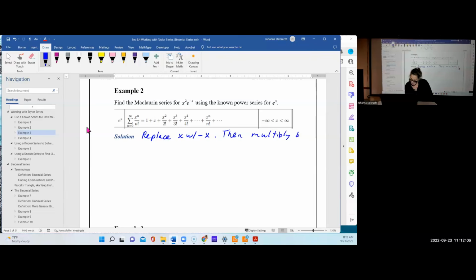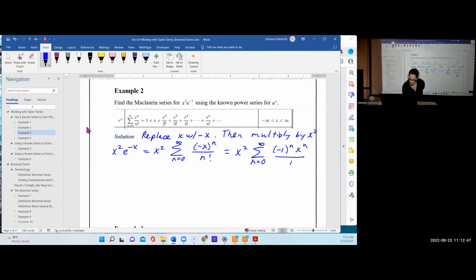So I'm writing out in words what my plan of attack is, all right? So the first thing I'm going to do is I'm going to say x squared e to the negative x is equal to x squared times the series from 0 to infinity of, I'm going to replace the x with negative x. So I have negative x to the nth power over n factorial. Now we typically want to pull the negative off of the x. This is like a -1 times x. So I can rewrite this instead as x squared times the sum from n equals 0 to infinity of -1 to the n x to the n over n factorial.